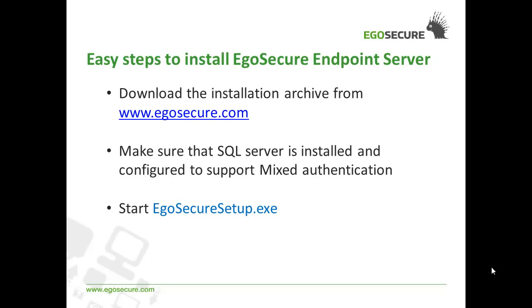The first thing you need to do is to download the installation archive from egosecure.com. After that, please make sure that SQL Server is installed and configured to support mixed authentication. After that, you can start the EgoSecure Setup executable file from the installation archive.